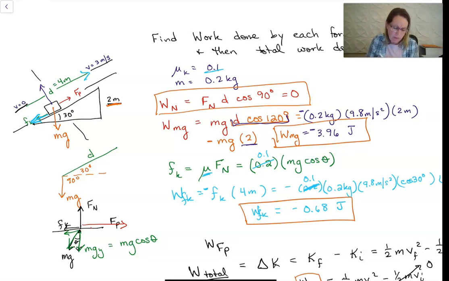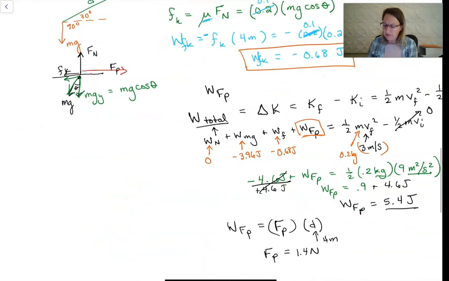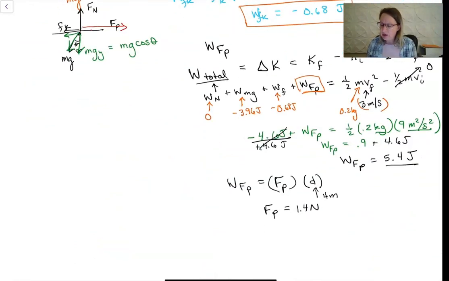Now you could have found this pulling force by saying, oh, I know the initial velocity, final velocity, I know the distance this has gone. Looking at this picture right here, I can find my acceleration. From my acceleration, I could find how big this pulling force has to be. So you could go at it a different direction and then from that find the work. But since we were going down this path, I figured it was a little faster to just do it like this. So this is the work done by the pulling force.